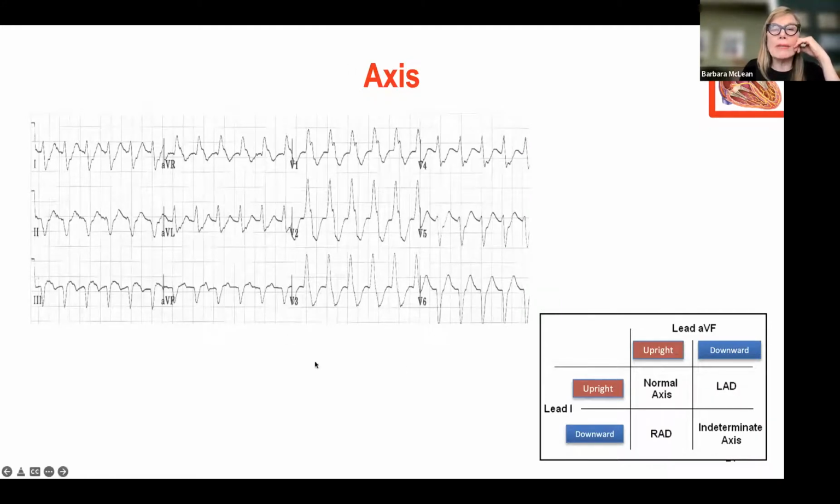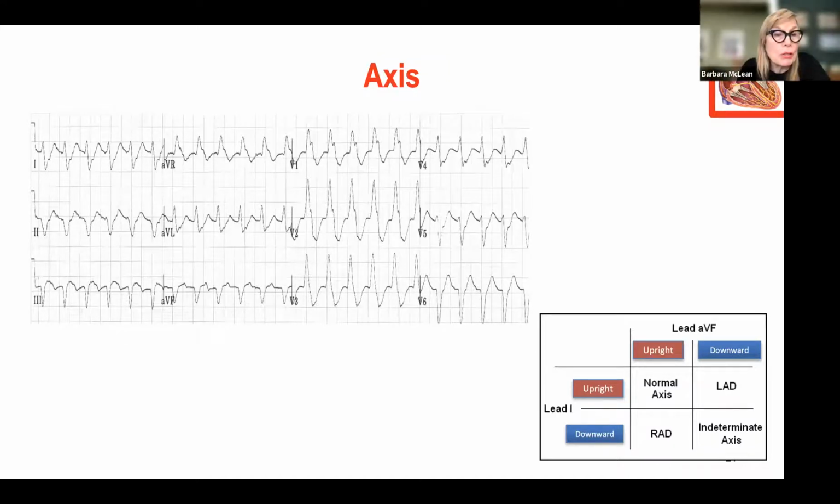Again, not looking at the chest leads right now. We're going to look at them later. Don't worry. You're not missing anything. We're just looking at lead 1 and aVF. So it's downwards primarily. You have a little upright, but it's downwards primarily in 1 and downwards in F. So current isn't going to the left and it's not going to the foot. It's an extreme axis.